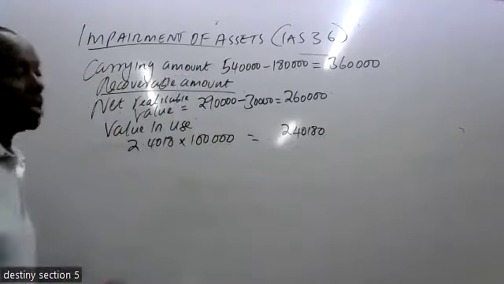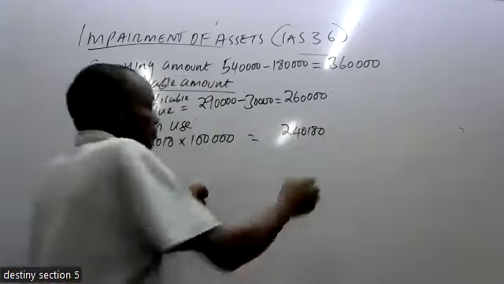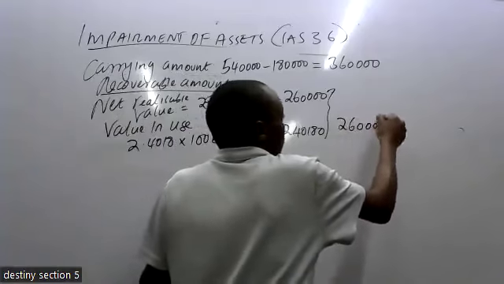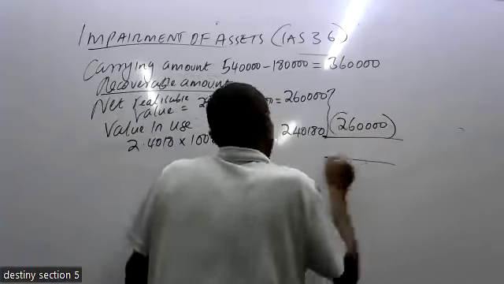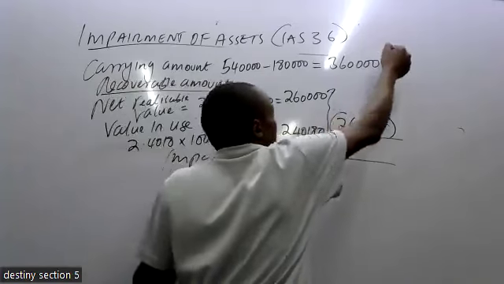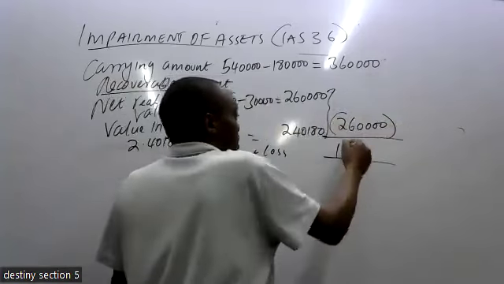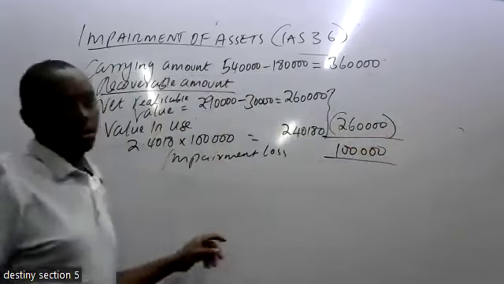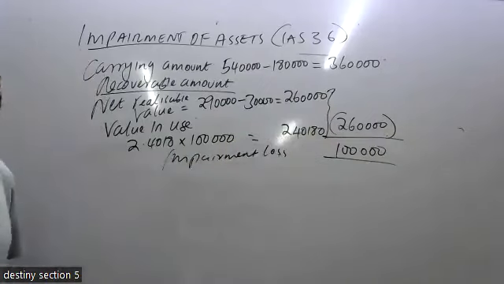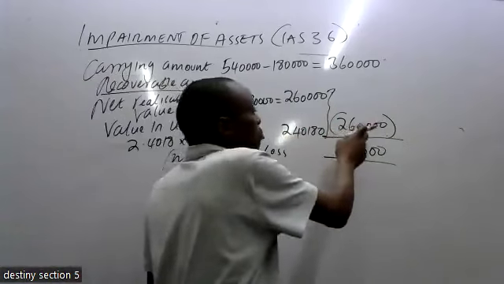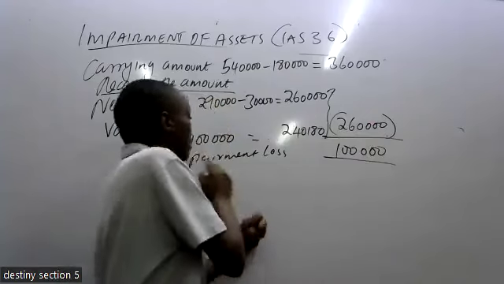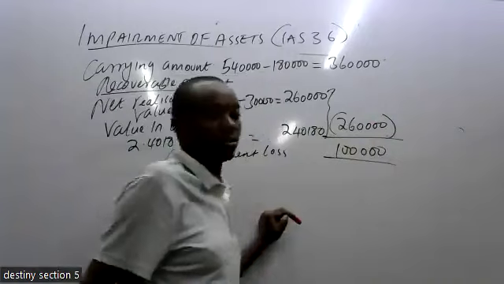The recoverable amount is the higher of these two. Compare the two and take the higher. See, the higher comes to 260. That means that our impairment loss is carrying amount minus recoverable amount, 100,000. If this one had been higher, we would take that. Sometimes you may compute this recoverable amount and it comes to 400,000. If it comes to 400,000, you say no impairment loss, cross it out.